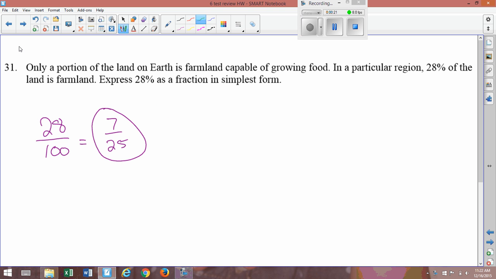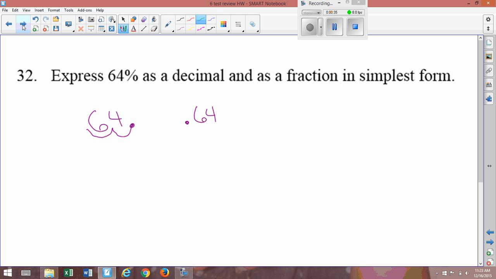Only a portion of the land on the earth is farmland capable of growing food. In a particular region, 28% of the land is farmland. Express 28% as a fraction in simplest form. 28 over 100, which reduces down to 7/25ths.